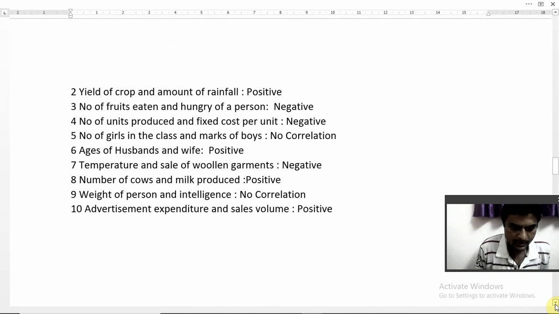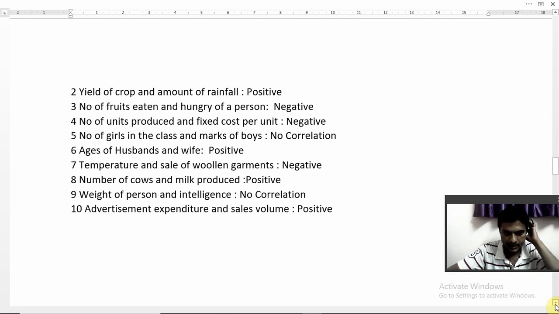Number of fruits eaten and hunger of a person. Yes, it is a negative correlation, because the more fruits you eat, the more hunger drops. As fruits eaten increase, hunger decreases, so there is a negative correlation.